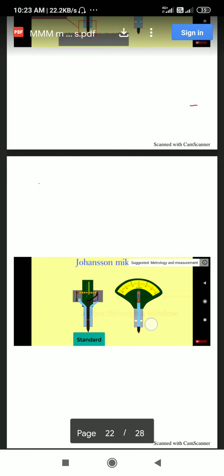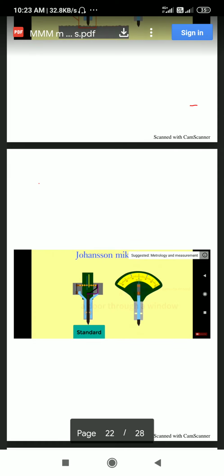Okay, so the next comparator is a Johnson Mikrokator. This Johnson Mikrokator was invented by H. Abramson. The movements which occur here are also called Abramson movements, because he was one of the scientists who invented this type of micrometer, Johnson micrometer, for the comparison of workpieces.